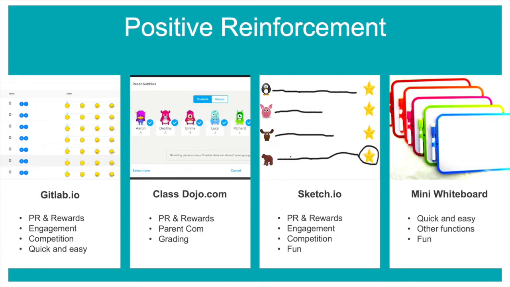Next, we have Class Dojo, which is more of an LMS for teachers and parents to collaborate on. So a lot of great features on Class Dojo, and it's free too. Next, Sketch.io. This is quick enough to set up and it can be a little bit more fun for students as they can see their progression. And then finally, you could just have a mini whiteboard beside you as well, or behind you on the wall while you teach. That would also work well for positive reinforcement.